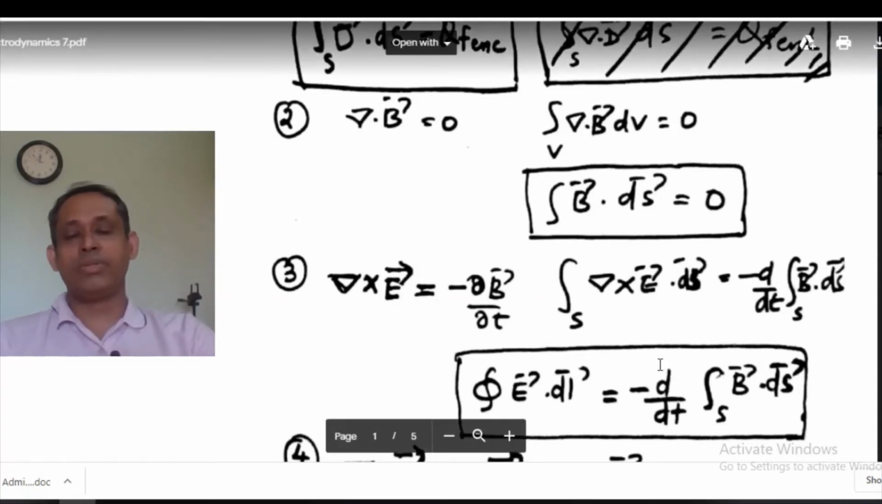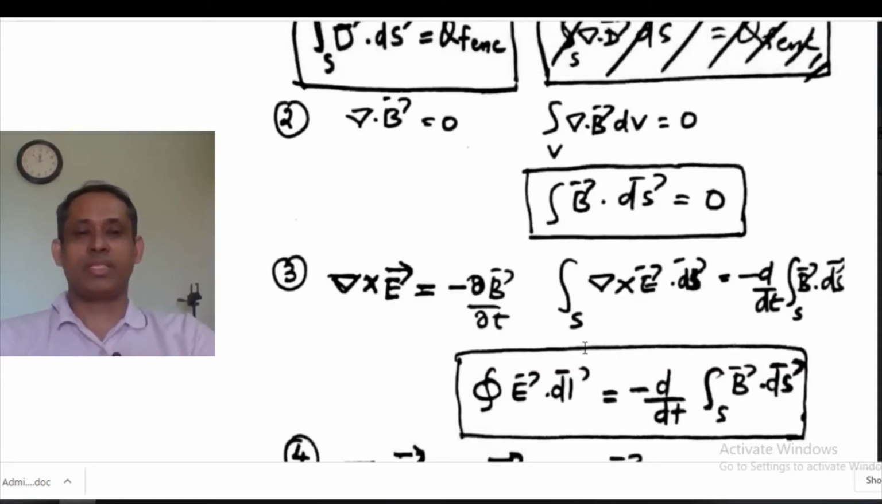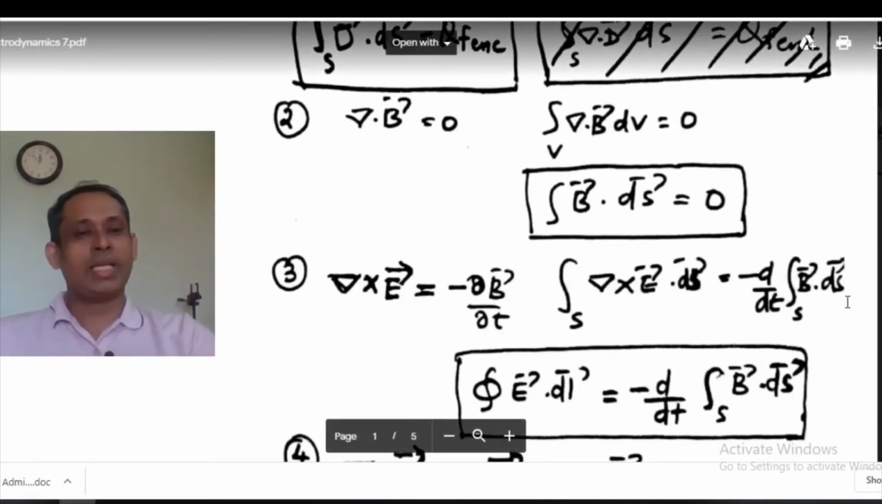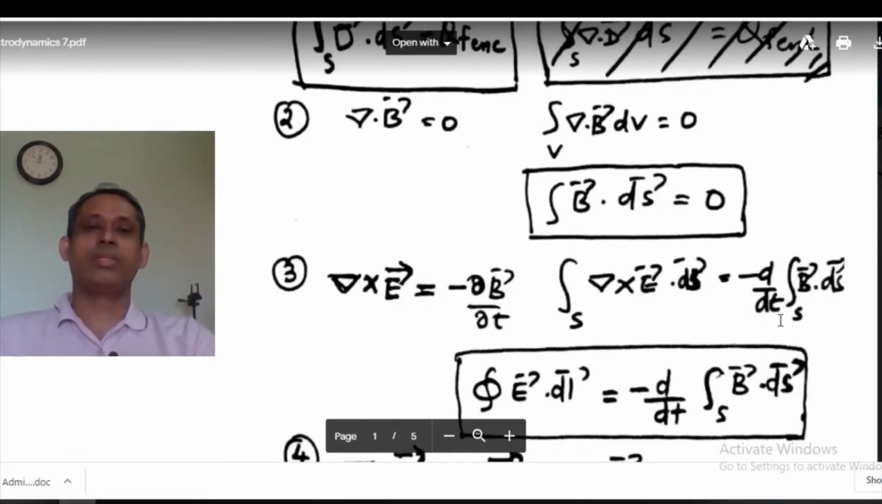To convert it into integral form, we take the surface integral. We take the surface integral of del cross E dot ds, that is equal to minus d by dt of the integral surface B dot ds. We can write this partial derivative as the derivative d by dt, because the ds is not affected by this d by dt. So it is possible for us to write this as minus d by dt instead of dou by dou t.